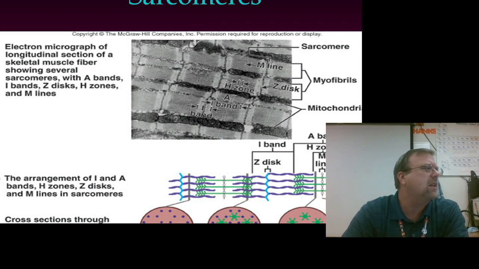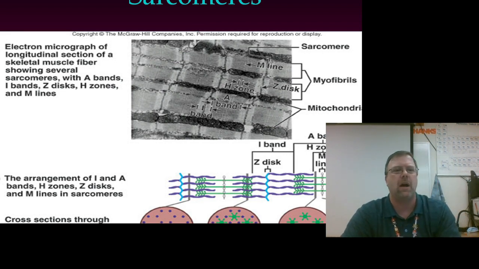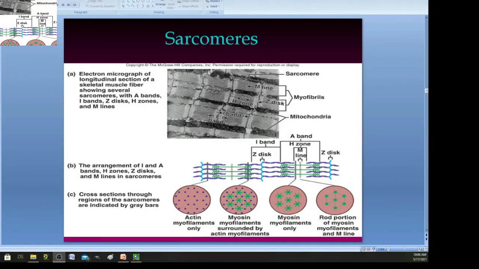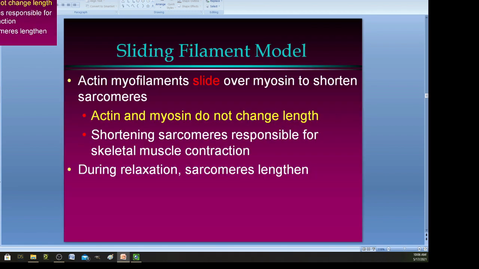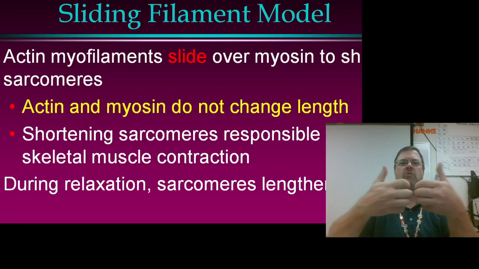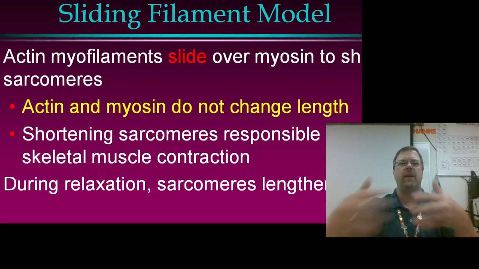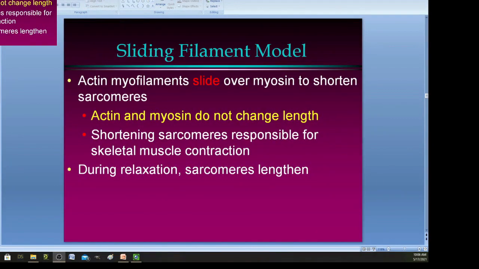Okay, let's talk a little bit more about this. So I'll just move to the next slide. And it says the sliding filaments. So the actin myofilaments slide over the myosin to shorten the sarcomere. They don't change length. It's not like the actin and myosin shrivel. They just slide on one another. Okay. It says the shortening of the sarcomere is responsible for the muscle contraction. And then when we relax, those sarcomeres lengthen again.